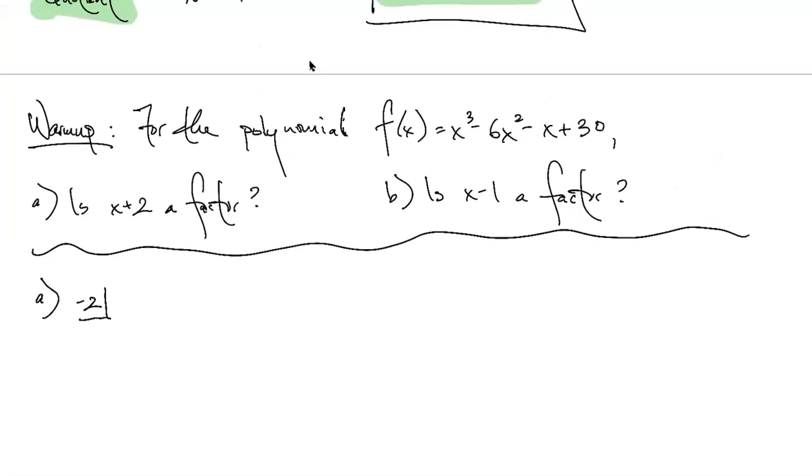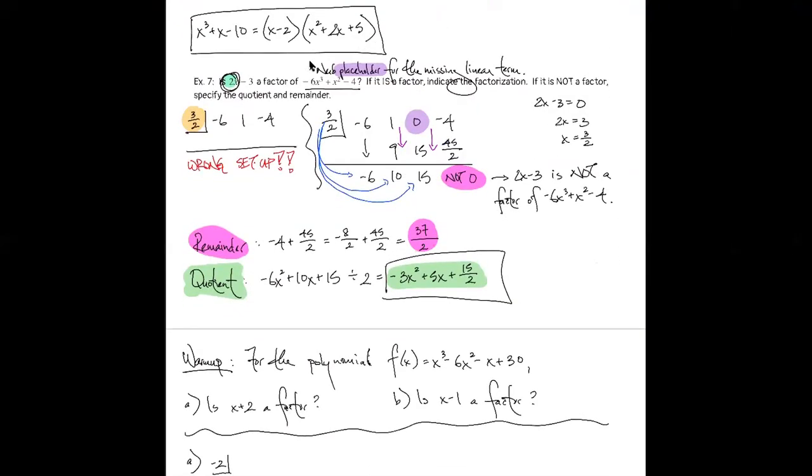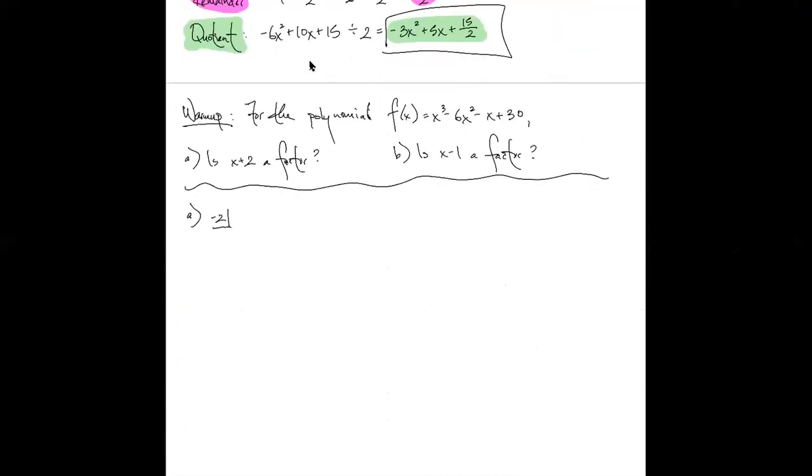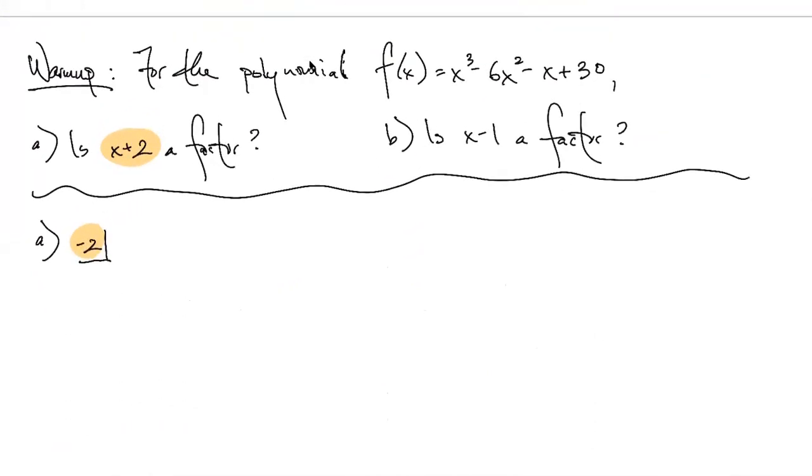All right, so we're going to put a -2 in here. And if we kind of scroll back up for a moment, this -2 comes from what makes our factor equal to 0, right? So when it was x minus 2, we put a +2 there. But since we have x plus 2, we can go ahead and put a -2, okay? And then we need to line up all the coefficients next to it. So the coefficient for the x cubed is 1, and then we have -6, and then we have -1, and then 30, okay?